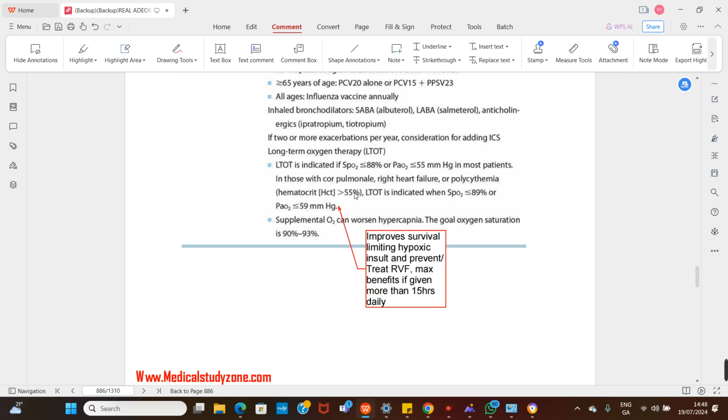which is evidence of hematocrit more than 55%, you have to give long-term oxygen therapy too, but the threshold is kind of lower. You give it when SpO2 is 89. Once it drops to 89, just give it. Or your PaO2 is dropping to 59.